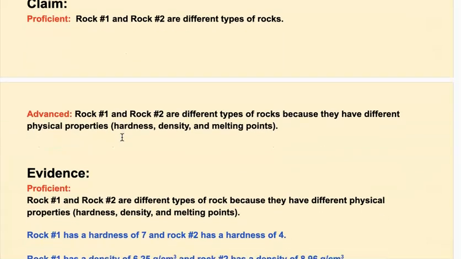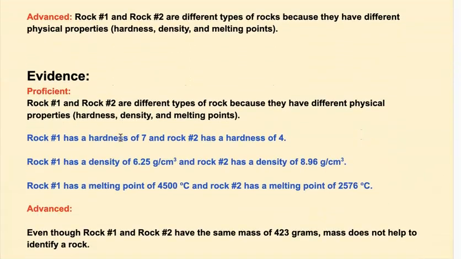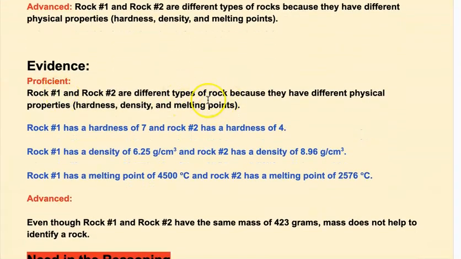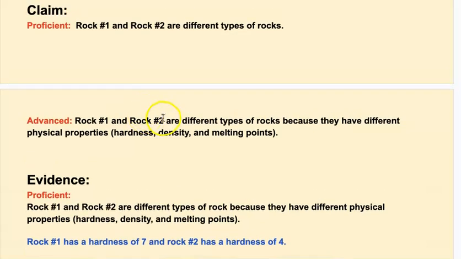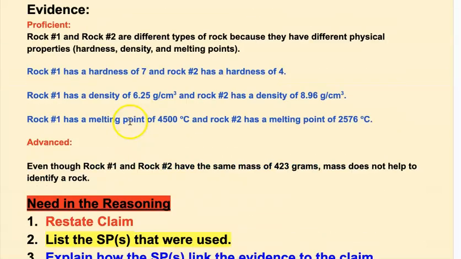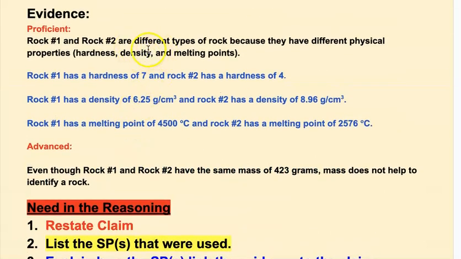So when I look at it, the first thing I say, and I rewrote this here, is rock number 1 and rock number 2 are different types of rocks because they have different physical properties. That's just me copying this right down here. So now, how can we prove that? How can we prove that they're different?